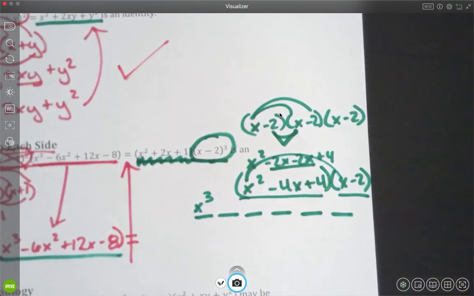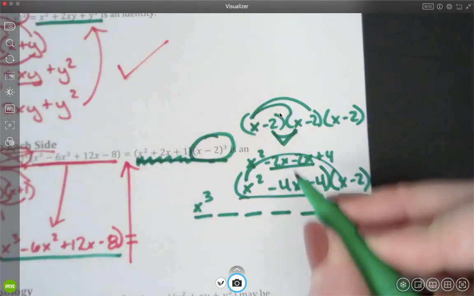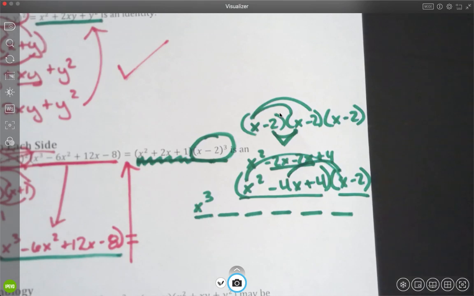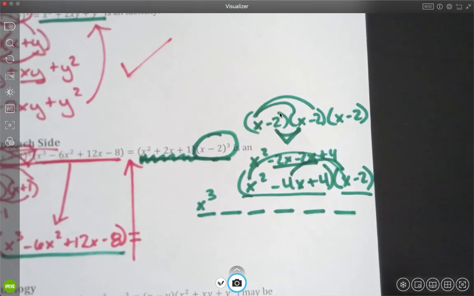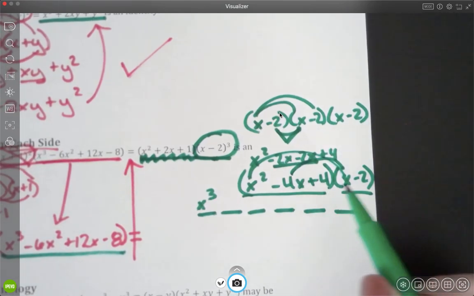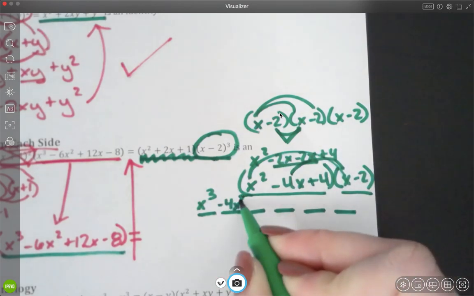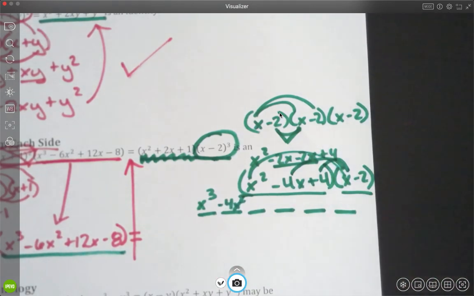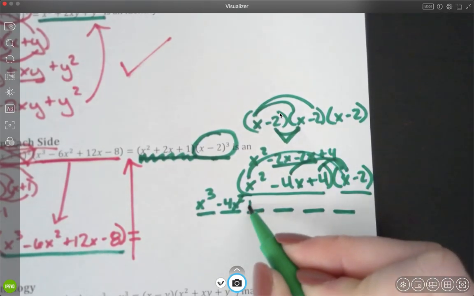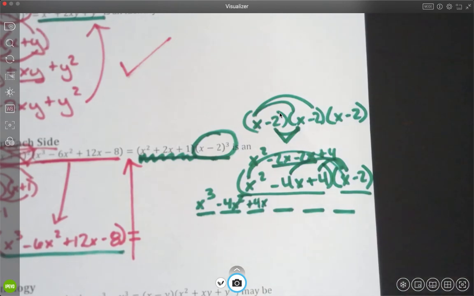Then what do you normally multiply next? The 4x times the x. It doesn't matter, just as long as you're going across. Negative 4x times x. That's the way a lot of the kids in the other class do. It doesn't matter what order you go in. So negative 4x times x is negative 4x squared. Then I do 4 times x. It doesn't matter as long as you multiply everything by everything else. So 4 times x is plus 4x.